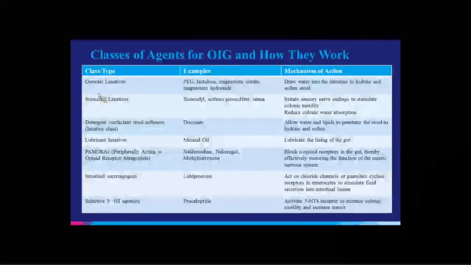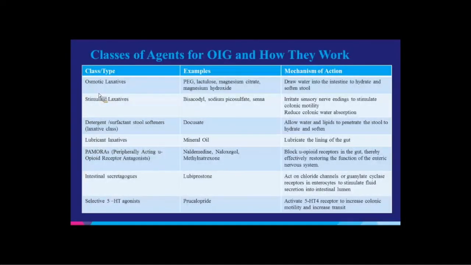Here's the classes. I'm just going to go over them all. I think that you may all be familiar. There's osmotic laxatives: PEG, lactulose, mag citrate, magnesium hydroxide. They draw water into the intestine and soften the stool. There's stimulant laxatives like bisacodyl. They irritate the sensory and nerve endings to stimulate colonic motility.